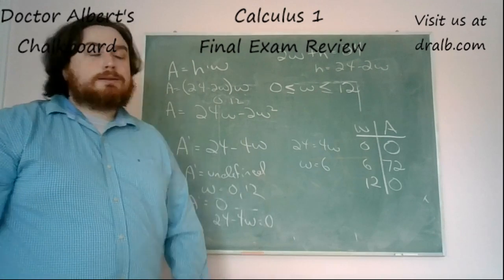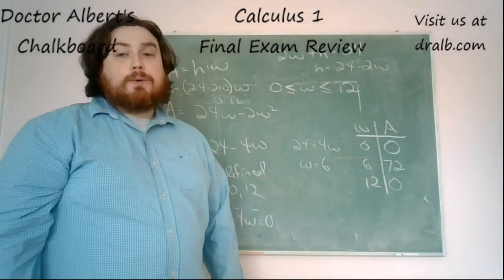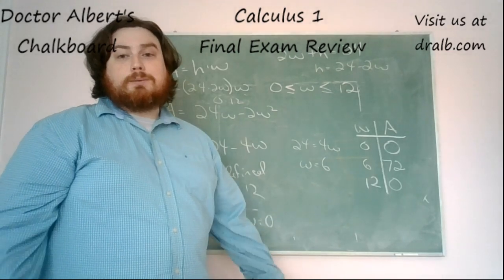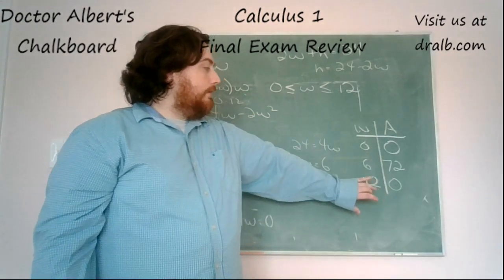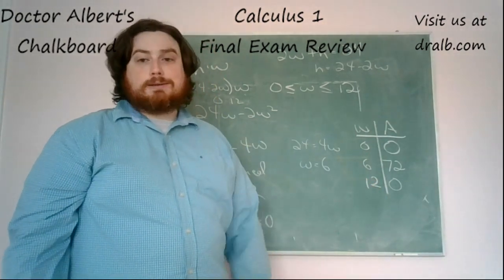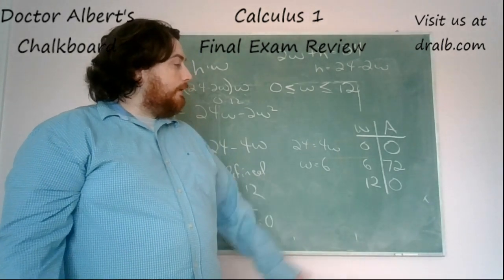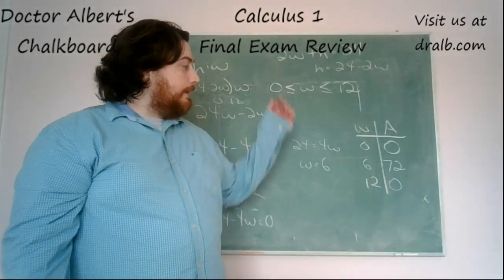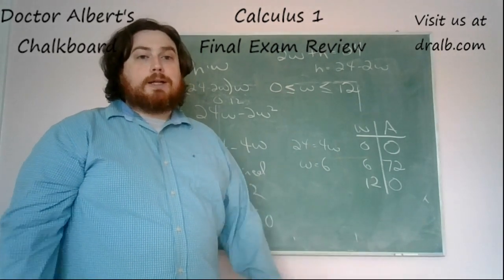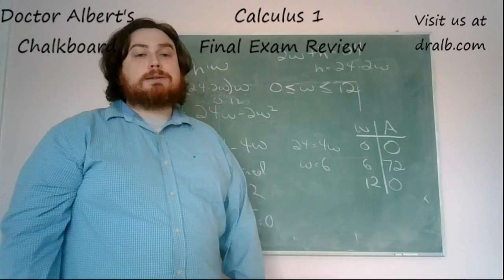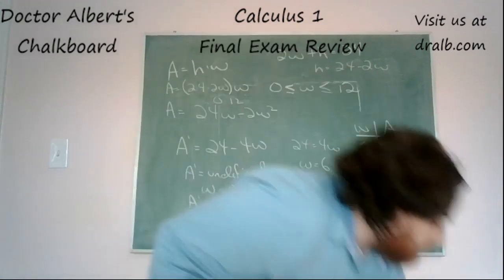And so what we get is, well, the smallest area would be 0, and that would be if we had no width or no height. So that actually makes sense, but it's not what we're looking for. What we would get is the maximum area would be 72 when w is 6. So now we've solved our problem. We know that w has to be 6 to get a maximum area of 72. So now we just need to go back and make sure to answer the original question, which was, what dimensions should I make my garden in order to maximize the area?